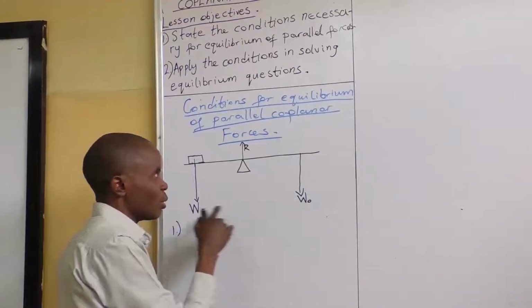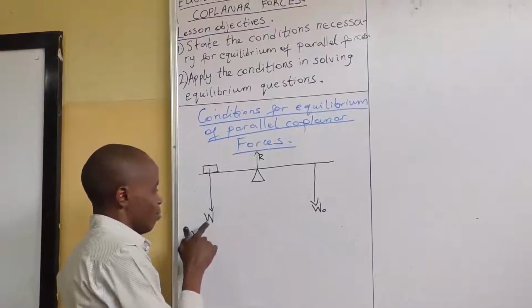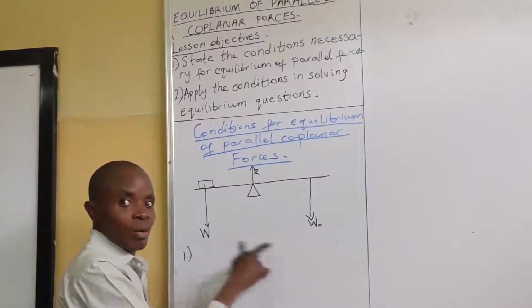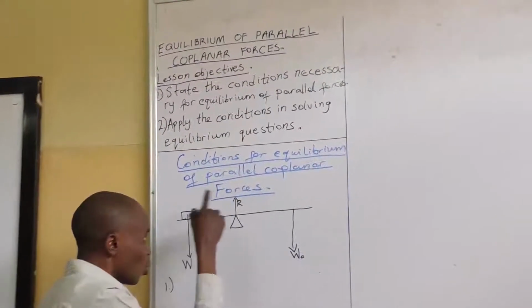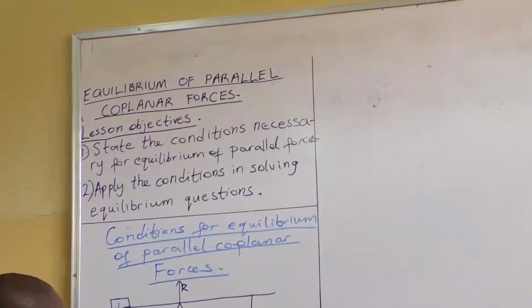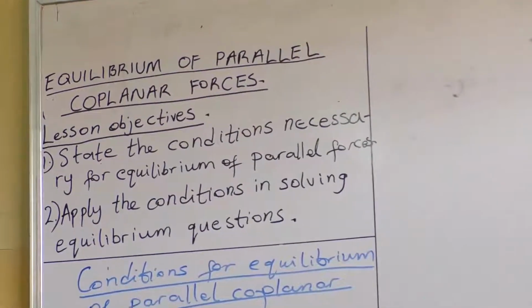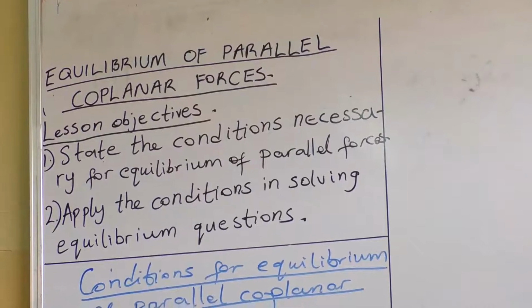Now, what the first condition tells us is that the sum of upward forces must be equal to the sum of downward forces. So, these are downward forces, they are acting downwards. This is an upward force. So, from there, R must be equal to W plus W naught.